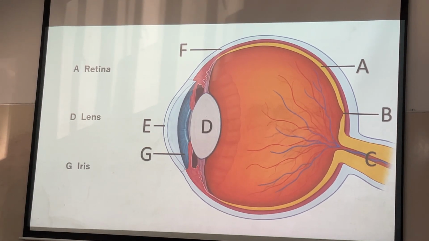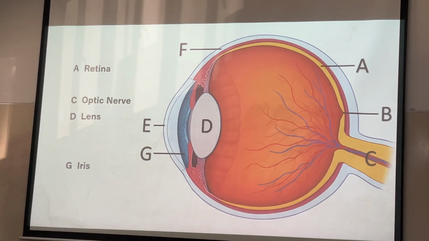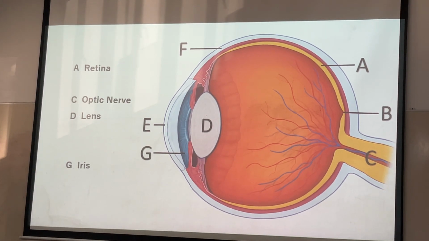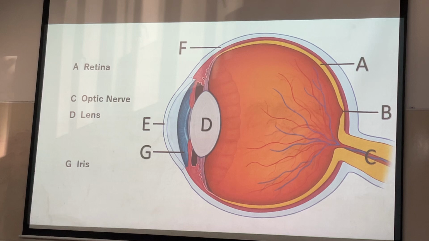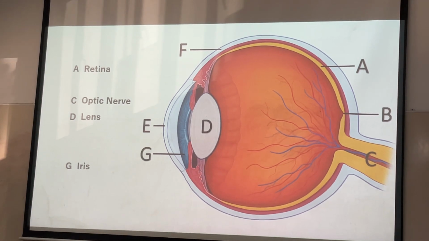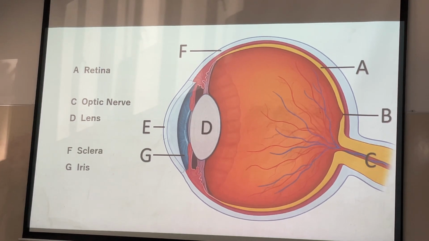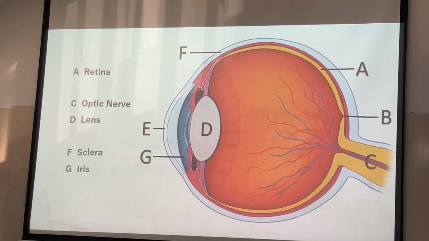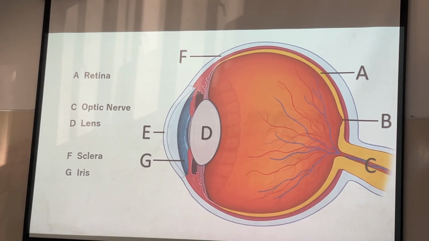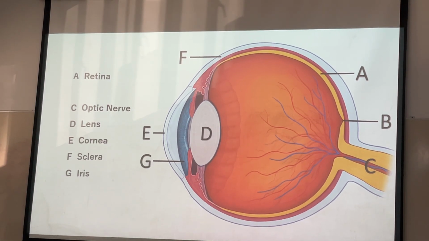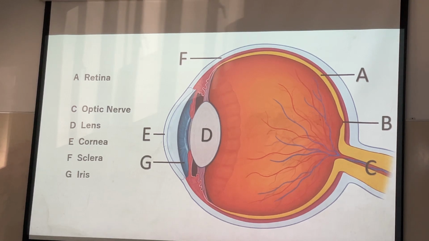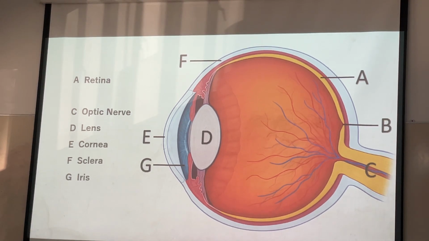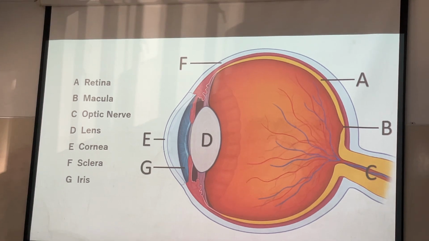C, optic nerve. Okay. Next. F, that was sclera. Okay. Letter E, cornea. Last, letter B, macula. Okay, no? So perfect. And data.